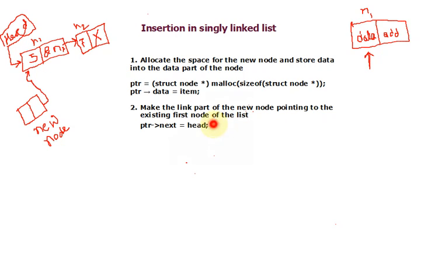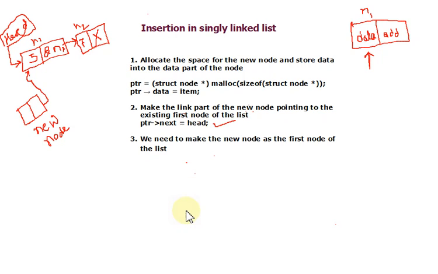Using this line of code, we can make the new node point to the existing first node. Okay, so what do we need to write? We need to write ptr arrow next, and this equals the head. In the last step, what do we need to do? We only need to make the new node the first node of the list.